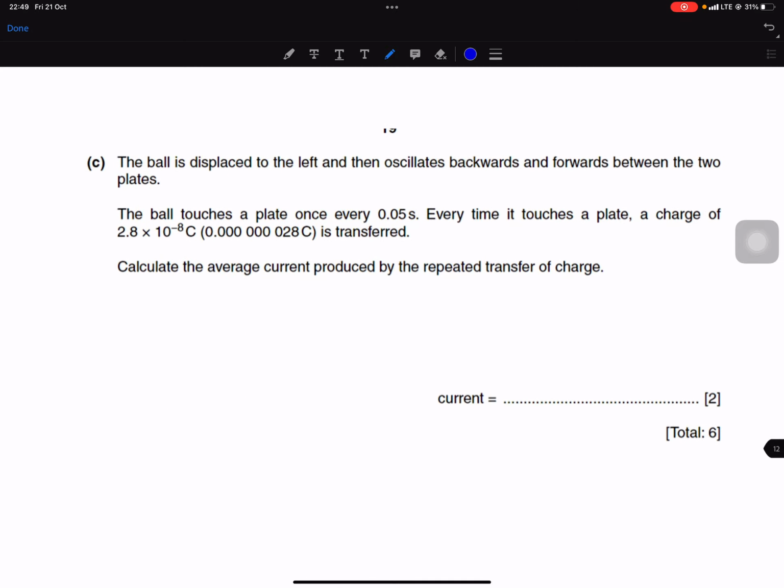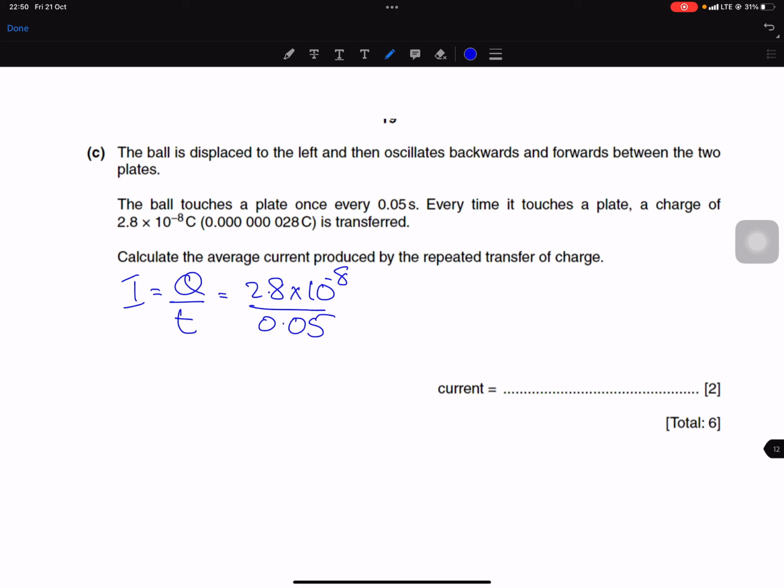In this question, it's about calculating the average current, and the equation that we're going to use is that current is equal to charge over time, and the charge is equal to 2.8 times 10 to the power of negative 8 divided by the time, which is 0.05 seconds. Okay, just use your calculators to get this answer.